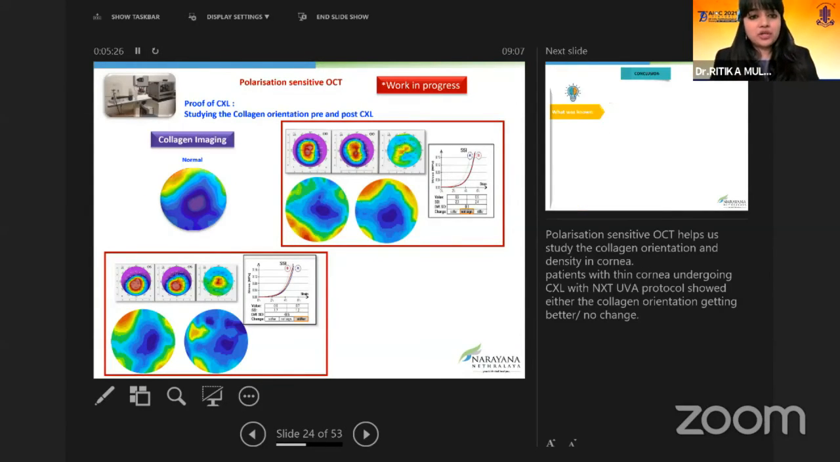We have work in progress with the polarization sensitive OCT, which is the PS-OCT, which shows the collagen imaging, and which shows that it is either not significantly changing or it is stiffening for some of the corneas.